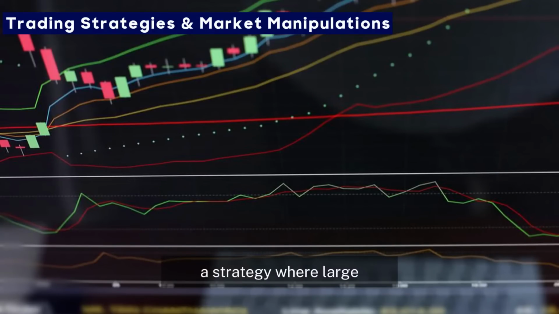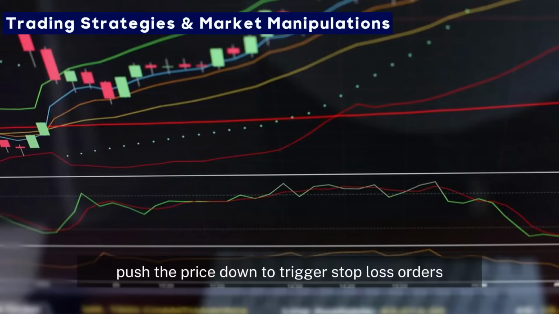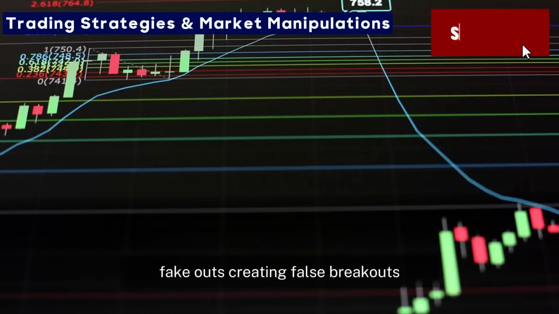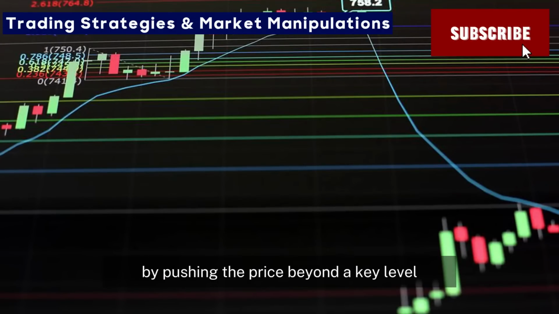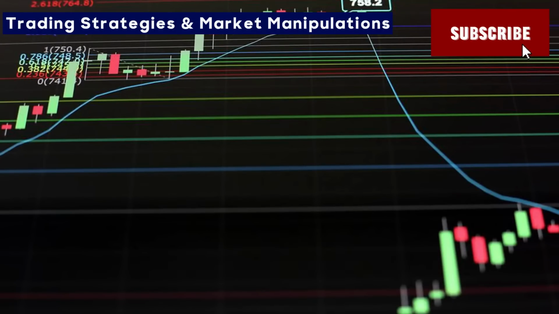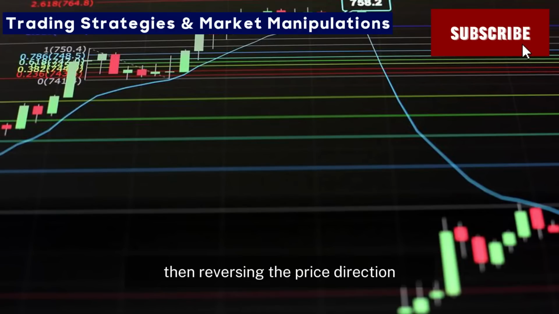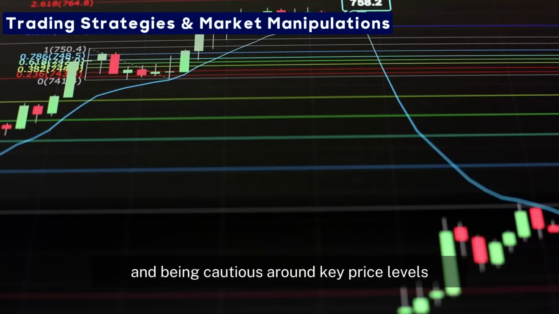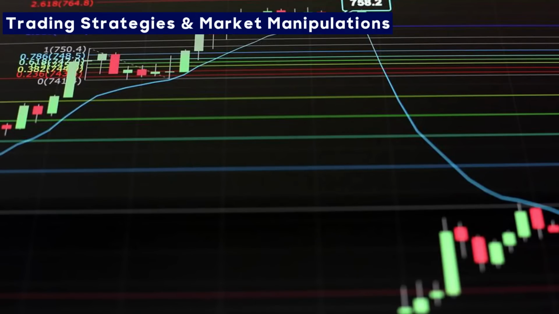A strategy where large traders push the price down to trigger stop-loss orders, then buy at the lower prices. Fake outs: creating false breakouts by pushing the price beyond a key level to trigger buy or sell orders, then reversing the price direction. Traders need to be vigilant and adaptive, recognizing these patterns and adjusting their strategies accordingly. This might involve using tighter stop losses, monitoring for unusual order book activity, and being cautious around key price levels.